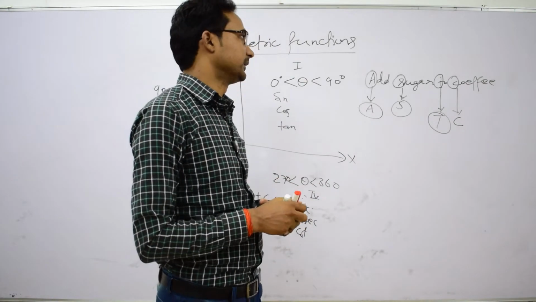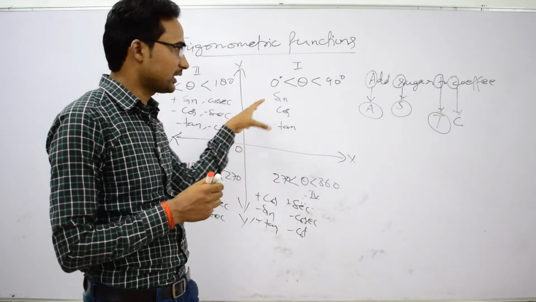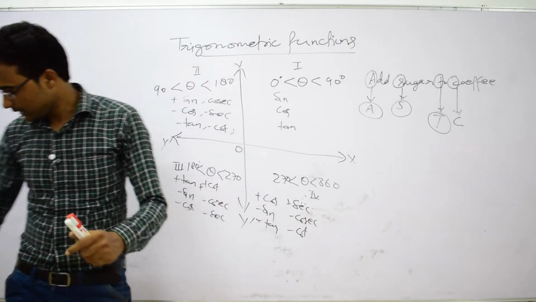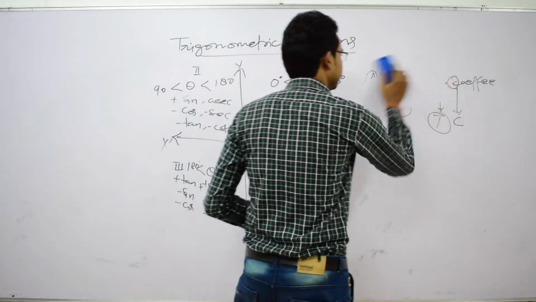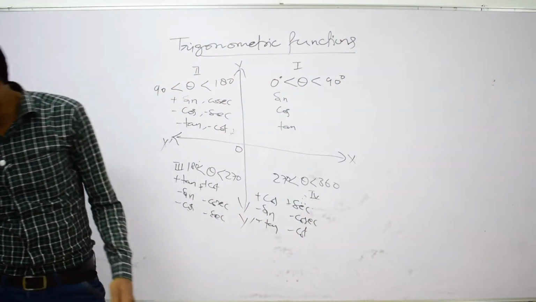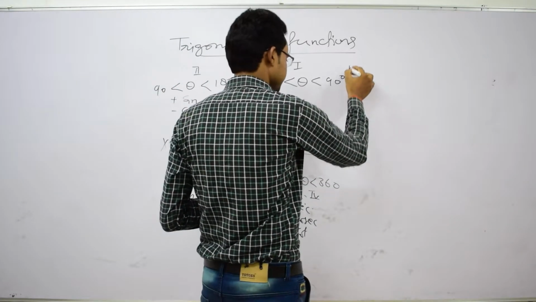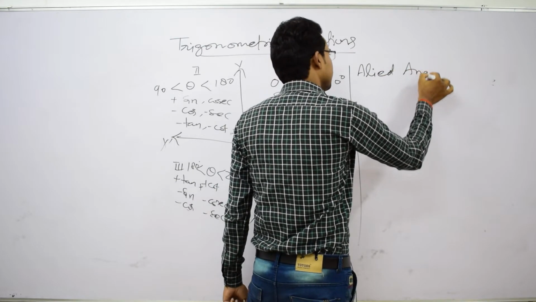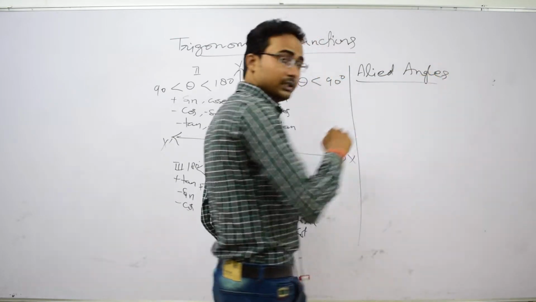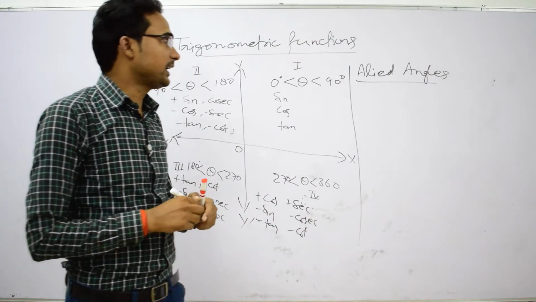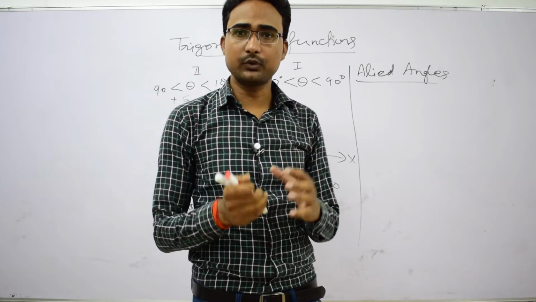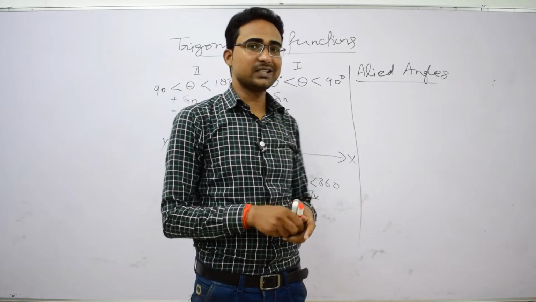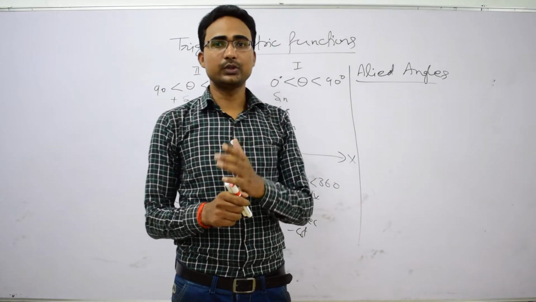Okay. What is allied angle? Because we have to use the sign convention here, and after that we have to find the allied angles. So, what are allied angles? Allied angles, that means if the sum or difference of two angles is either 0 or a multiple of 90. Okay. For example, 90, 180, 270, 360.